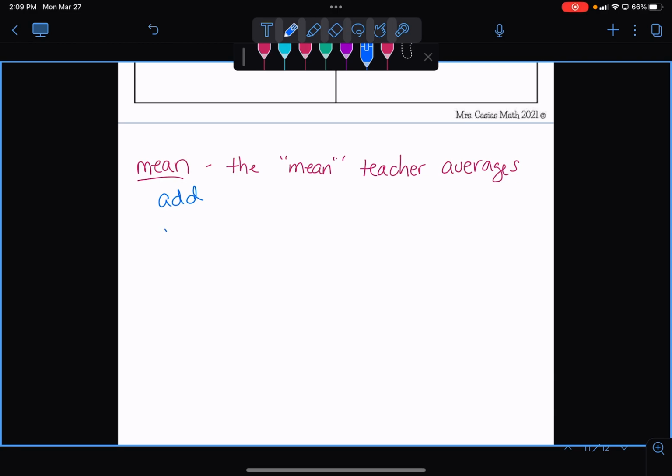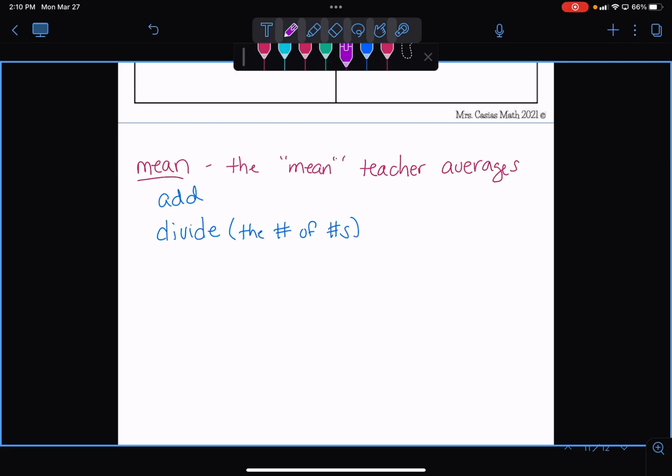Thank you, Carter. Thank goodness. Add and then divide. And how do you know what to divide by? Yes. Depends on what your grades are. It's just a silly way to remember mean teacher averages. Okay, so you're going to divide by the number of numbers.